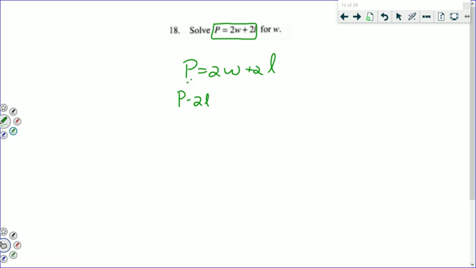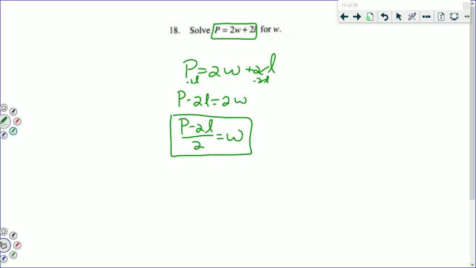So minus 2L, minus 2L. These go away. P minus 2L equals 2w. And then we want to get w by itself, so we want to divide both sides by 2. So P minus 2L divided by 2 equals w. Okay. Simple, straightforward as that. All right. Goal is to get w by itself.